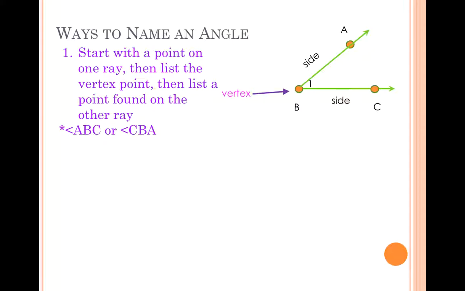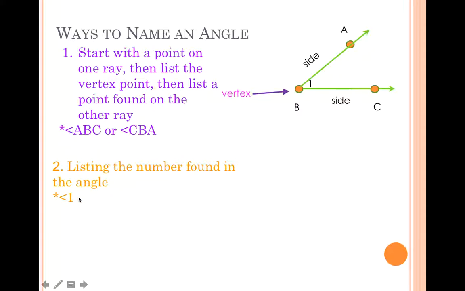Okay, it cannot be a point on the ray, so be careful. Alright, the second way to name an angle is by listing a number found inside of the angle, if there is one. There's not always a number inside the angle though, so be careful. Like in this angle, there's a little 1 hanging out in the middle, so I could call this angle 1. Remember, this is our symbol we use to say angle, so angle ABC, angle CBA, and angle 1.